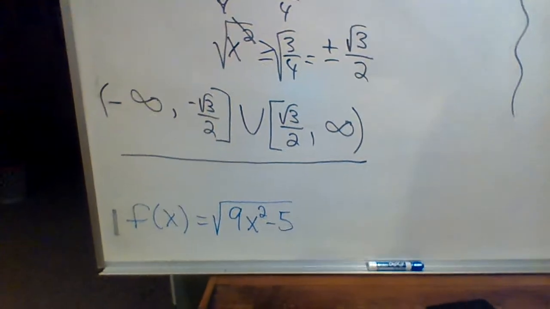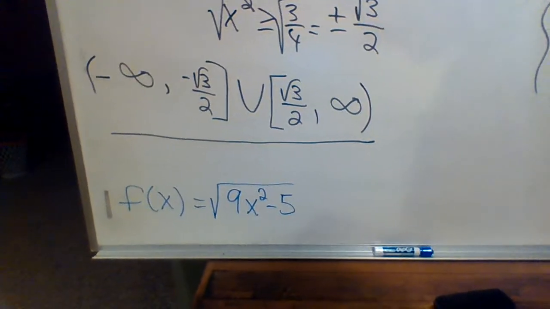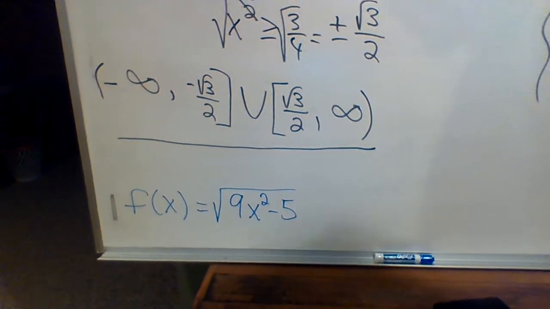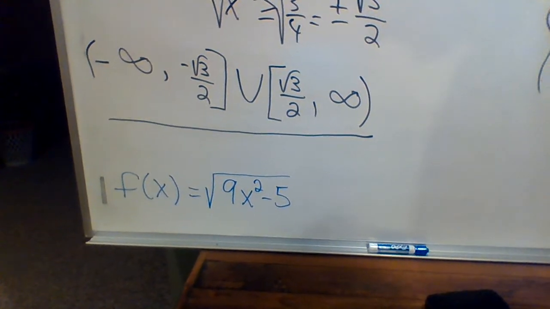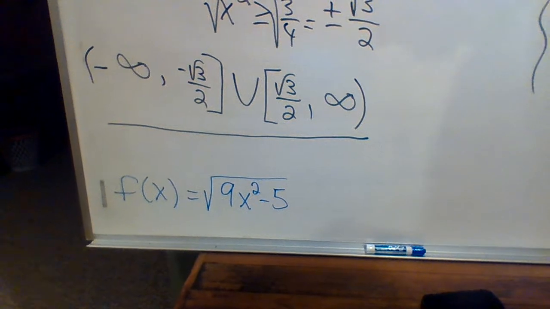Okay? So very similar problem for your homework. And again, enter it in the best you can. Okay, so we got f of x equals radical 9x squared minus 5. Okay, so go ahead and solve that on a piece of paper, enter it into your journal, and you're done for the week.